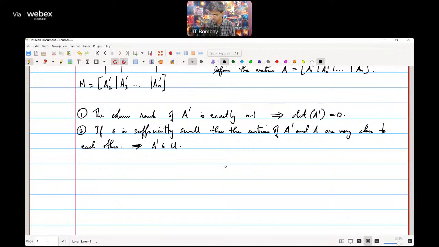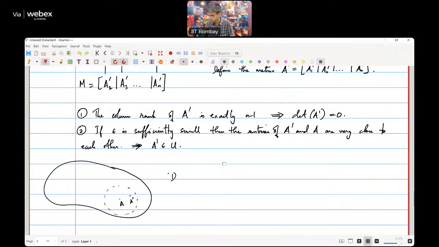So in terms of a picture, we have this U, this is A, and there is an epsilon ball around A inside U. And inside this epsilon ball, we have found some A prime. Right? So that the determinant of A prime is 0. And the determinant of A was also 0, right? So now define once again.